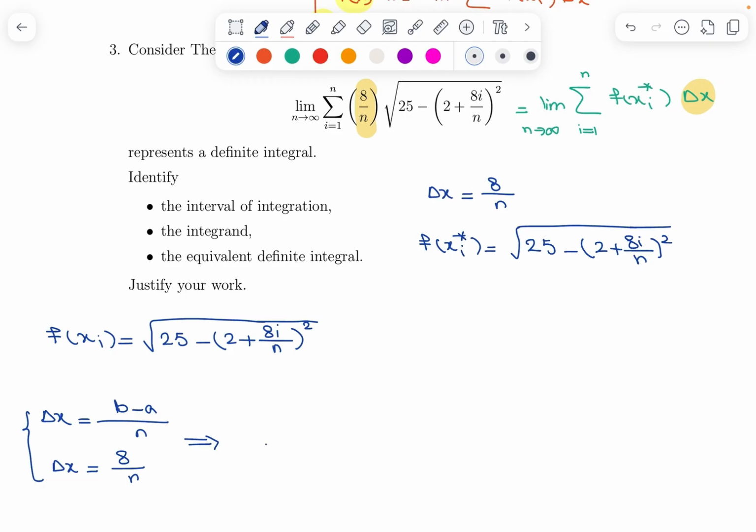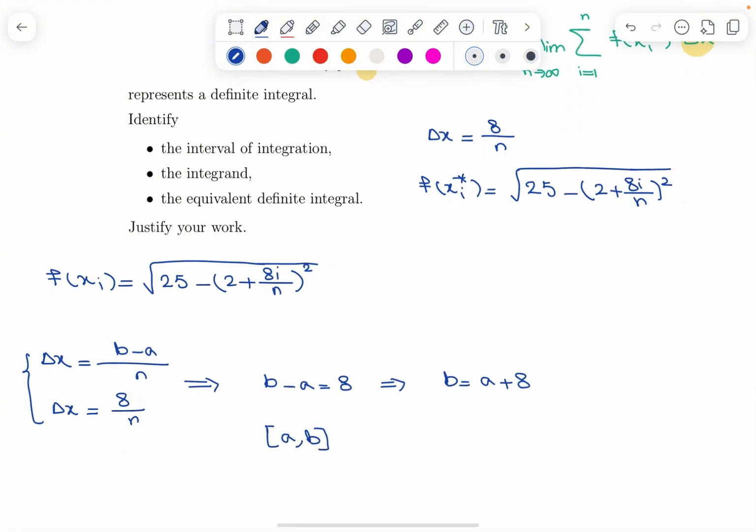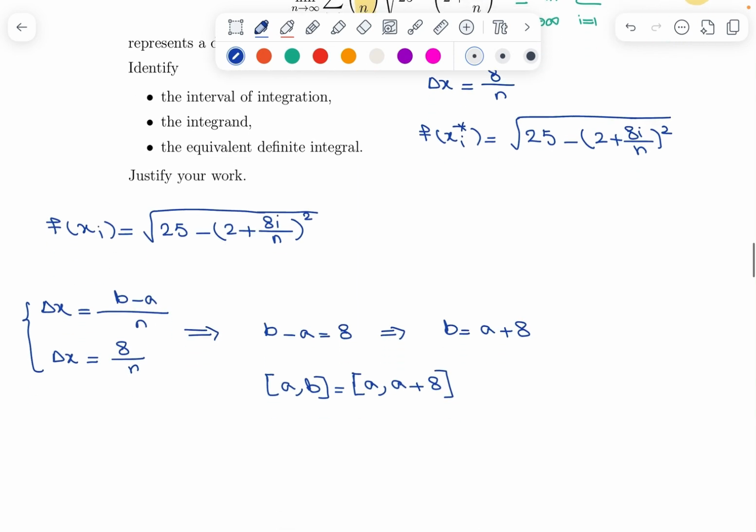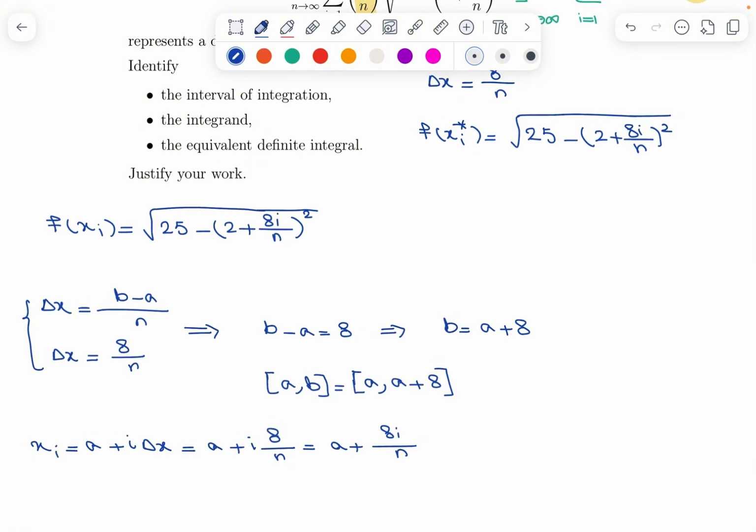Therefore, you can conclude b minus a is equal to 8. So b would be a plus 8, and the interval a to b would be a to a plus 8. In this step, we need to find a. To find a, we know the formula for xi is a plus i delta x. So xi in our problem would be a plus i times 8 divided by n, which is a plus 8i divided by n.